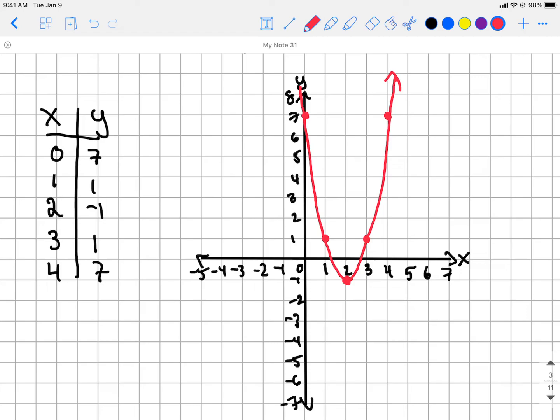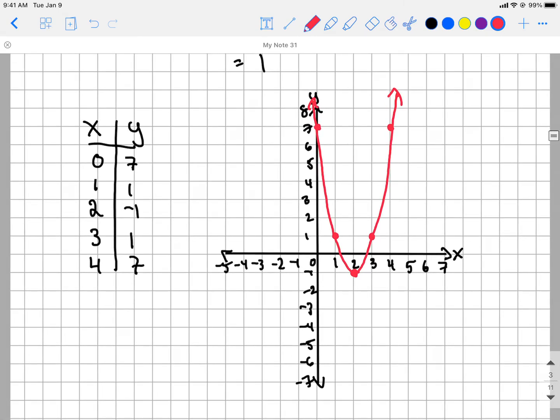I'm not expecting perfection from any of you. It's hard to do by hand, especially when you haven't practiced it. You can see mine's not very good, but that's at least a general parabolic shape. So do your best and see what you can come up with.